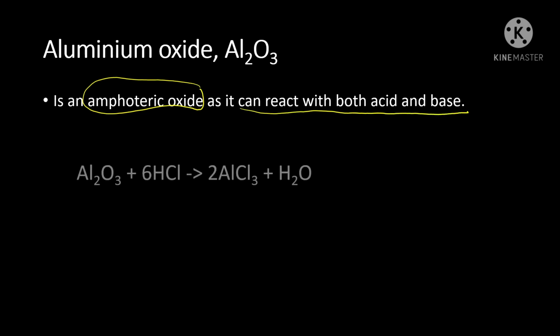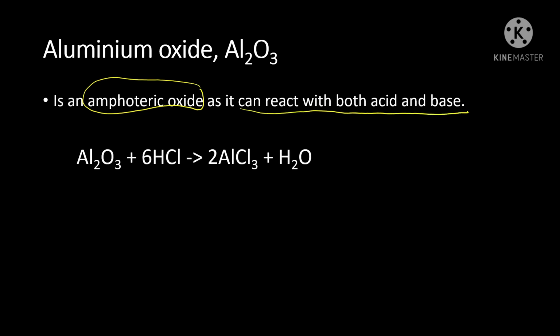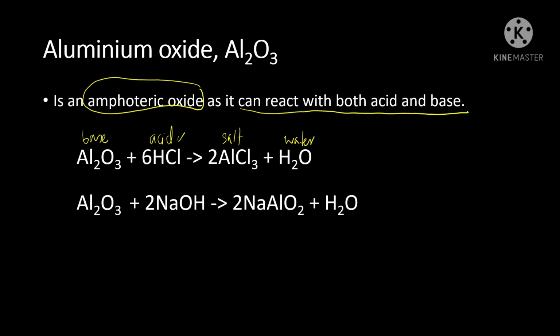For example, aluminium oxide can react with hydrochloric acid to give us aluminium chloride salt and water. As it can react with an acid, this indicates that aluminium oxide has basic character. It can also react with a base, for example NaOH, to form sodium aluminate salt and water.